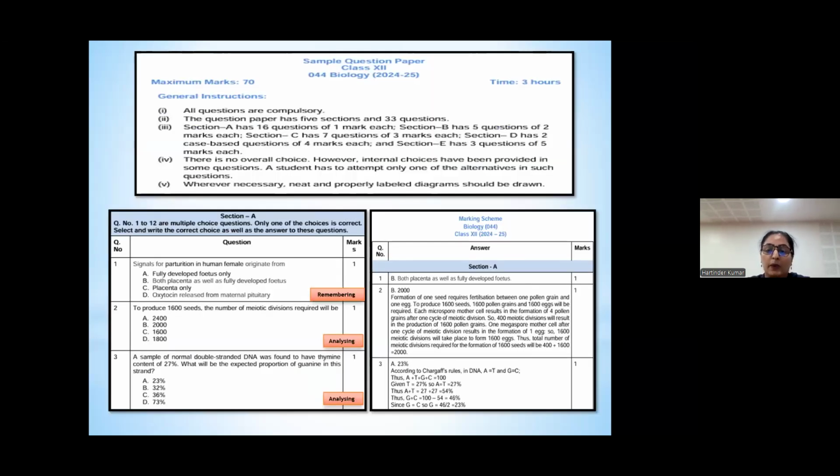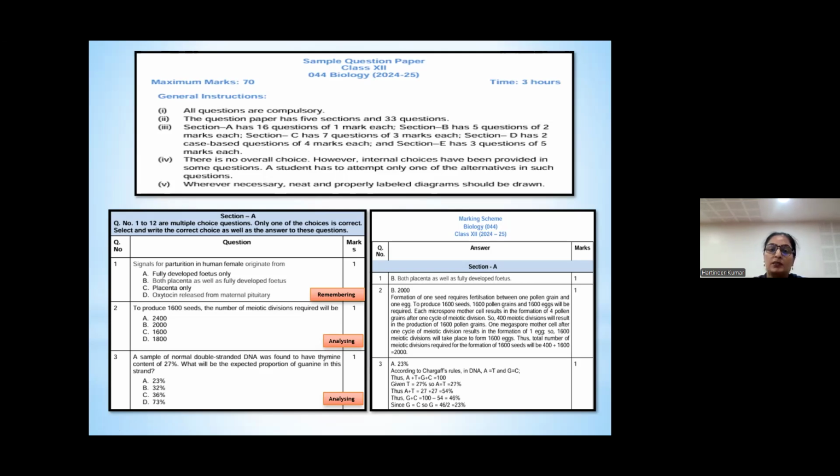This is the sample paper of biology which we have taken. In this, we have taken the question paper, questions, as well as the competencies, as well as the marking scheme, which is very important. In the biology question paper, we have a total of 33 questions as already discussed. 5 sections are there, 16 questions of 1 mark, which will have 12 questions as MCQs and 4 questions as assertion reasons. Section B has 5 questions of 2 marks each.